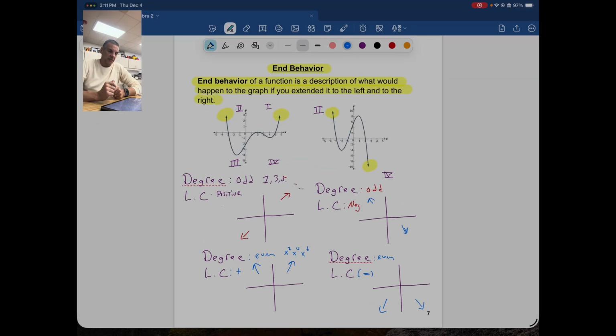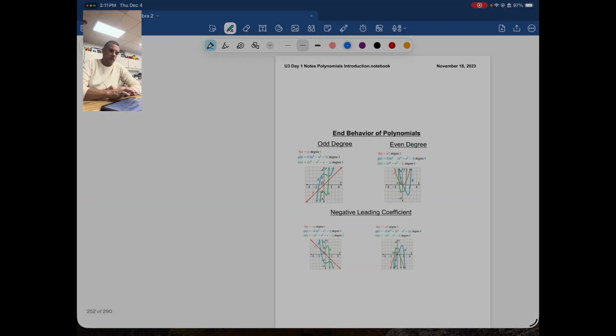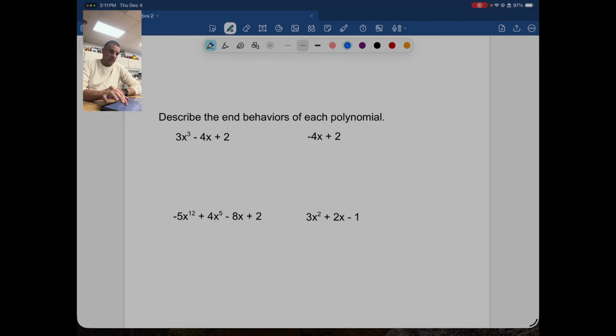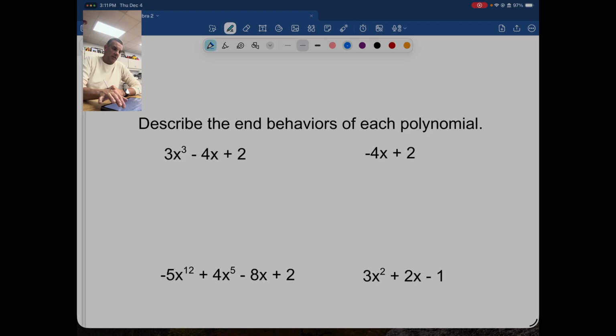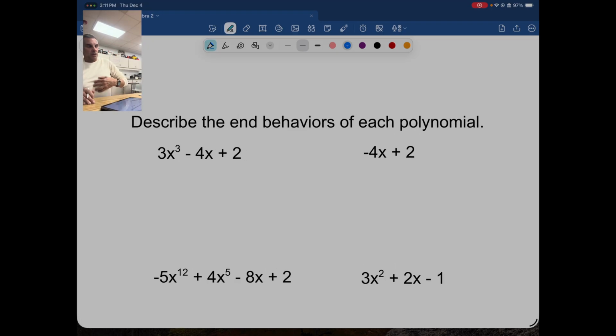So again, if you need to, pause it right now and doodle those things down. All right, so let's take these and talk about the end behaviors of these. We want to describe the end behaviors of each polynomial. So it's important that you have it in standard form already. Once it's in standard form, the only other things we need are the degree, if it's odd or even, and whether the leading coefficient is positive or negative.